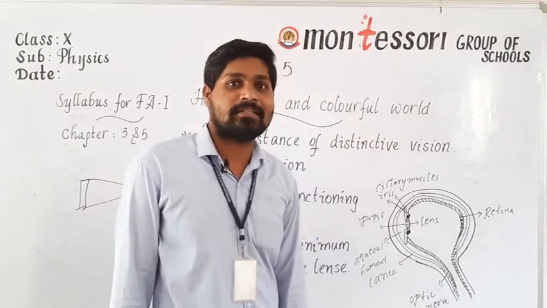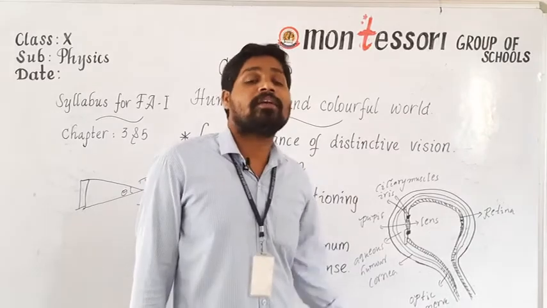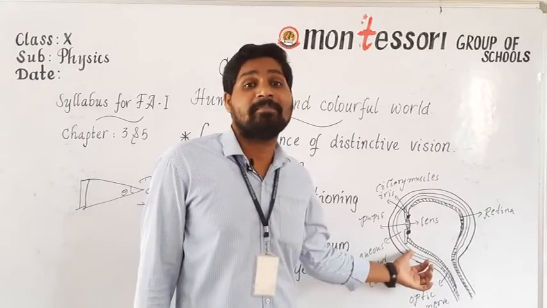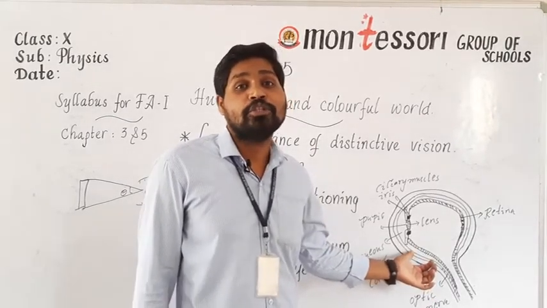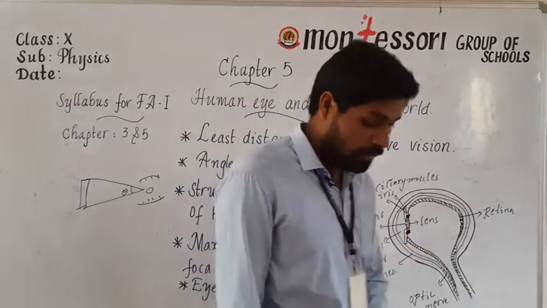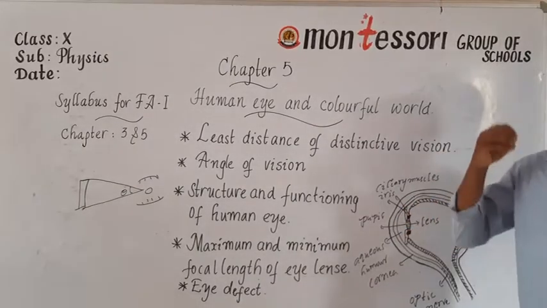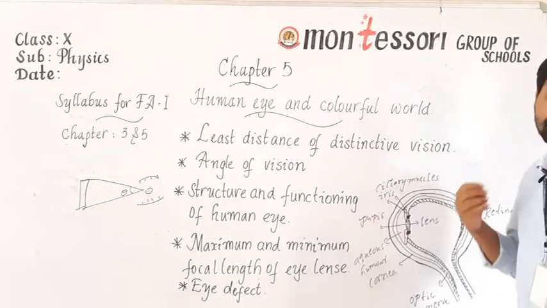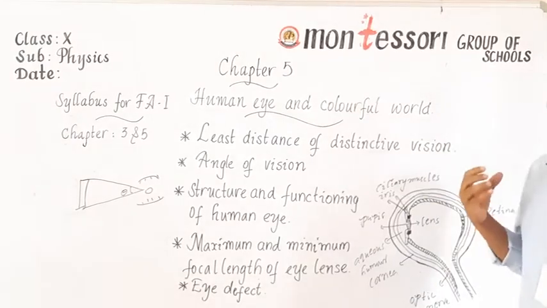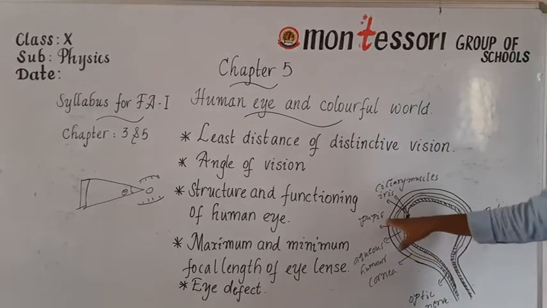The most important part is the ciliary muscles. Because of these ciliary muscles only, the focal length of the eye lens is adjusted between the limits 2.5 to 2.27, we will discuss. Is it clear? So first of all, the first one is the cornea. The cornea is the part we see from the outside of the eye. The next one is the aqueous humor. After this we have the pupil.